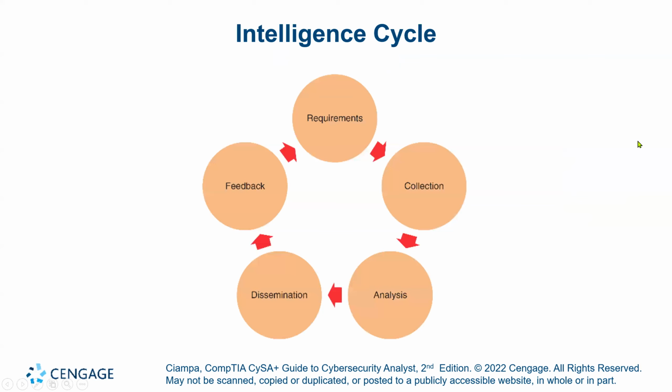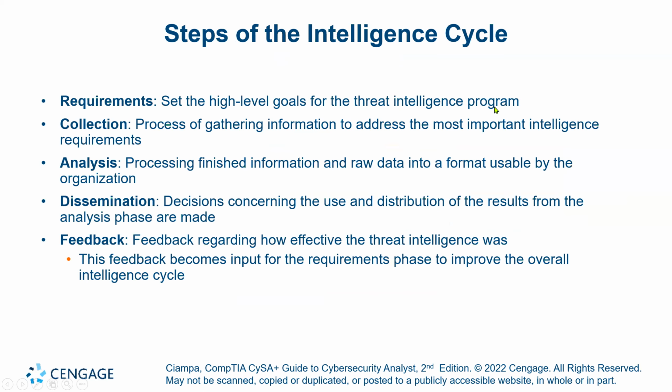Okay, the intelligence cycle. Now, a lot of these cycles are called a cycle for a reason, they go in a circle. So requirements, collection, analysis, dissemination, feedback, and then it just goes right back into the loop. Requirements set the high-level goals for the threat intelligence program. Collection is the process of gathering information to address the most important intelligence requirements. Analysis is processing finished information and raw data into a format usable by the organization. Dissemination is where decisions concerning the use and distribution of the results from the analysis phase are made.